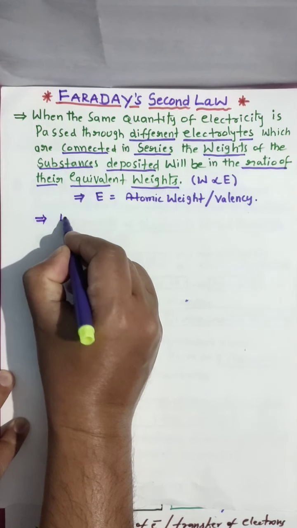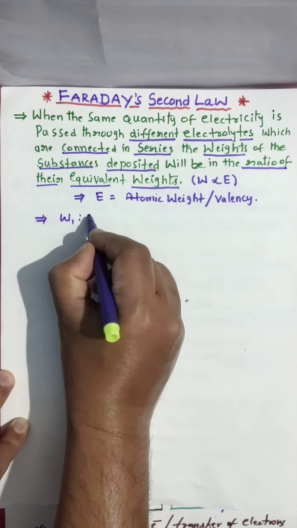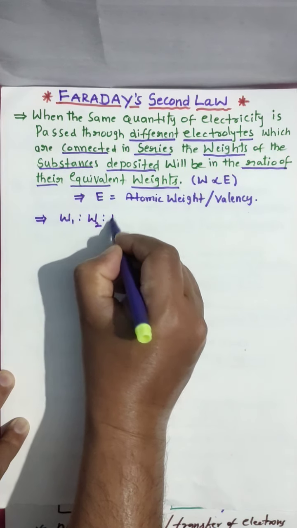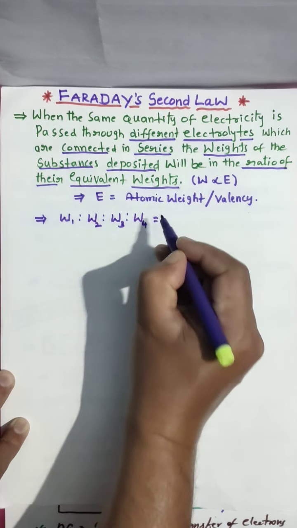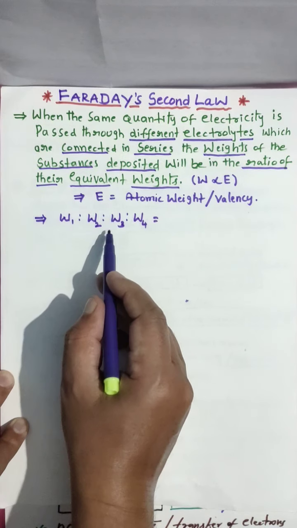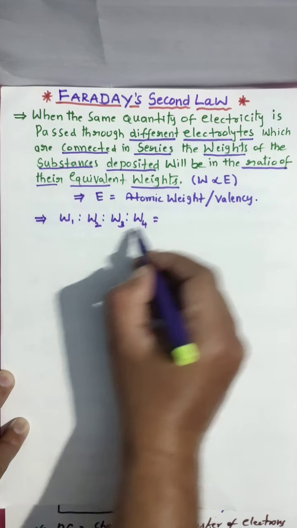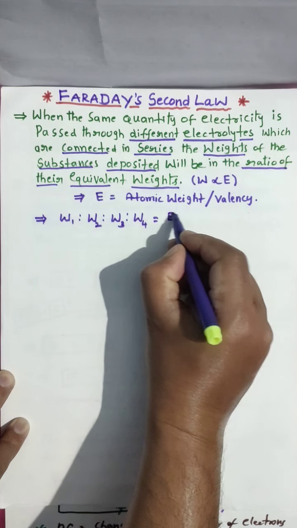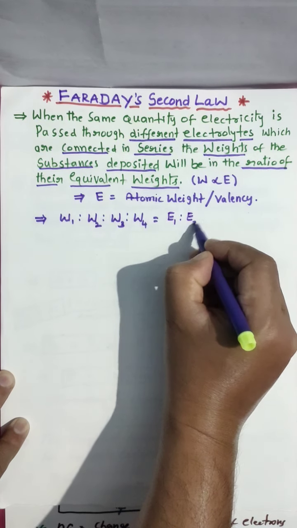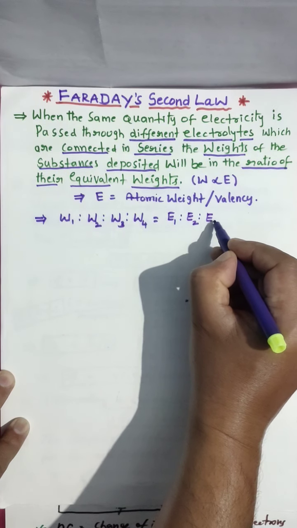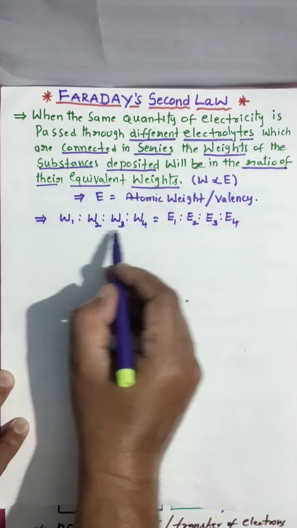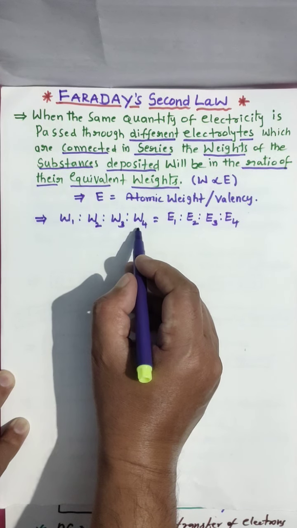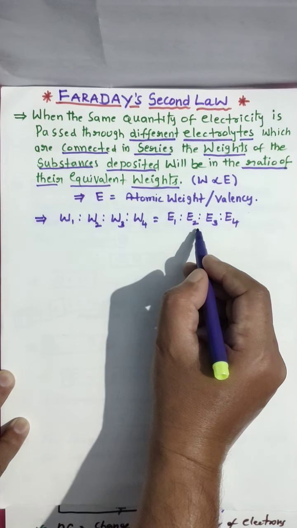Means if different substances are deposited at different electrolytes, with weights W1, W2, W3, W4, then this ratio equals their equivalent weight ratio, E1, E2, E3, E4. Here W1, W2, W3, W4 are the weights of the substances deposited at the cathode, and these E's are the equivalent weights.